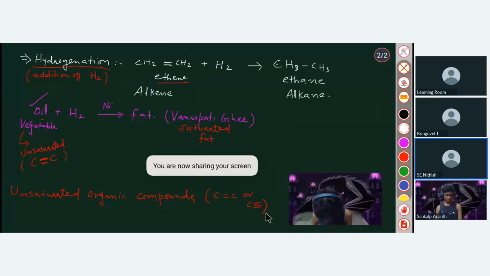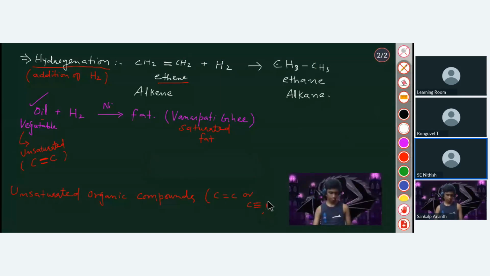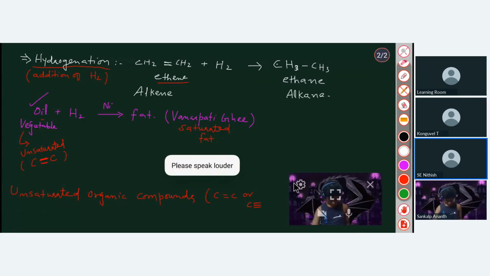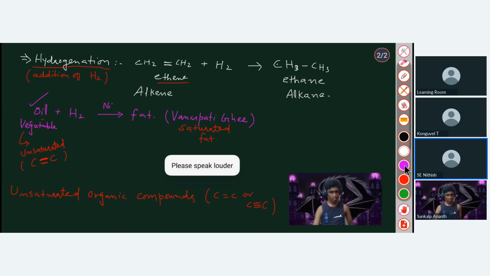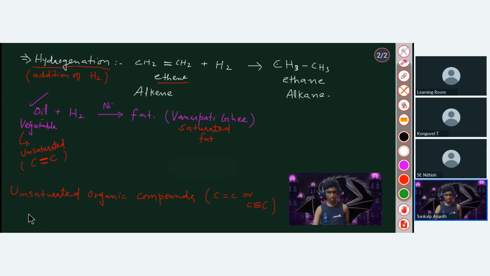Is the screen visible? Yes, sir. So what have you now remembered, what is an unsaturated organic compound? It should contain a carbon-carbon double bond, or it should contain a carbon-carbon triple bond, right? Yes, sir. But sir, carbon has four, that means it needs two lone pairs, right, sir? How does it go three?